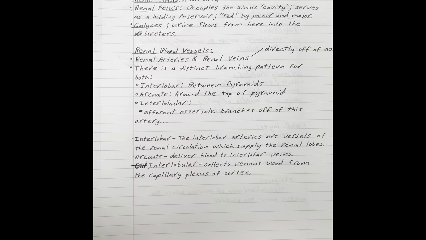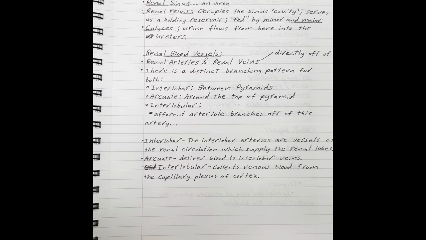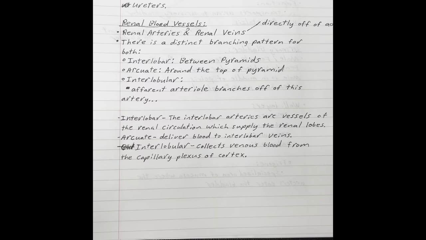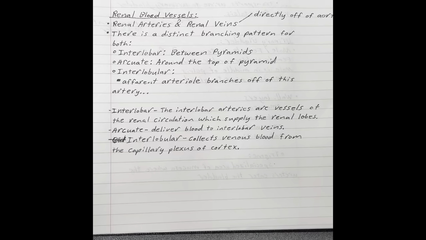Renal sinus area: renal pelvis, calyces. The renal pelvis occupies the sinus cavity and serves as a holding reservoir, fed by the minor and major calyces. Urine flows from here into the ureters.